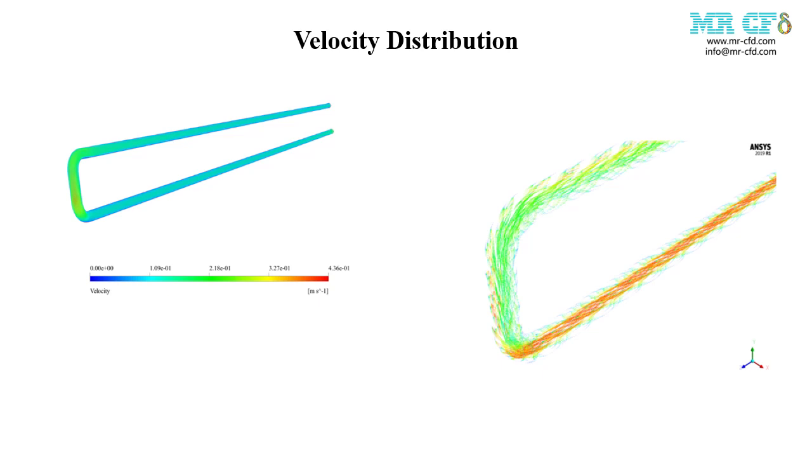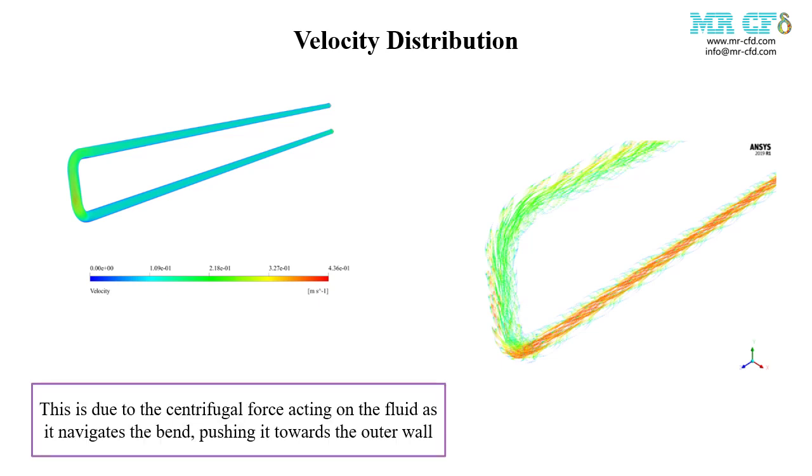Velocity contour shows a clear variation in fluid speed throughout the U-bend. The fluid velocity is highest at the center of the pipe and decreases towards the walls due to the no-slip condition. In the bend region, there is a noticeable increase in velocity on the outer radius of the curve, while the inner radius experiences lower velocities.